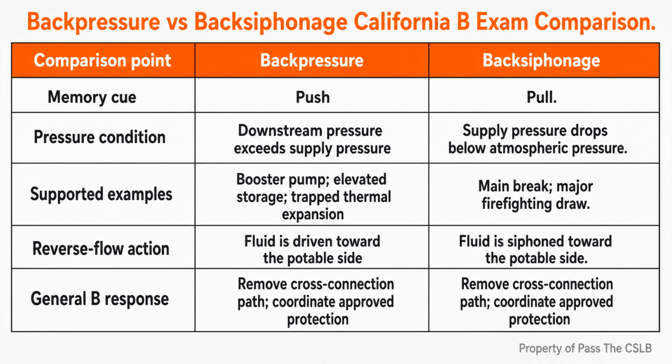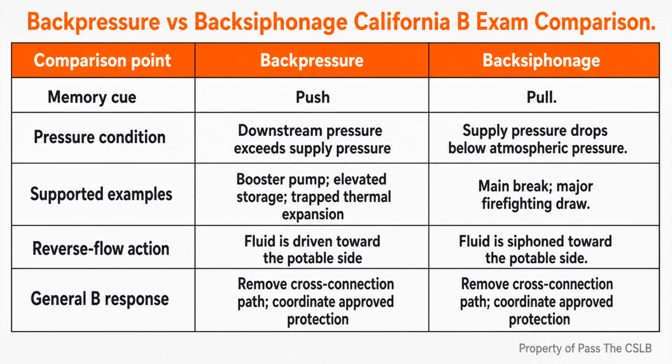Now change the scenario. Suppose a booster pump on the downstream side produces pressure greater than the public supply. That is not backsiphonage. The pump is pushing from the customer side, so the hydraulic condition is backpressure. The push and pull memory aid keeps the two mechanisms separate without oversimplifying the hazard. The cleanest physical separation is an air gap.